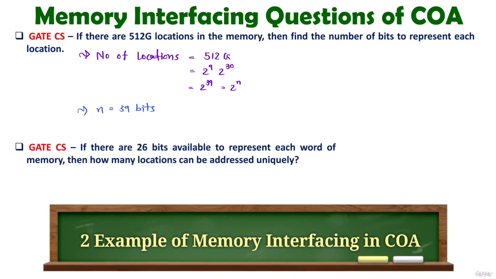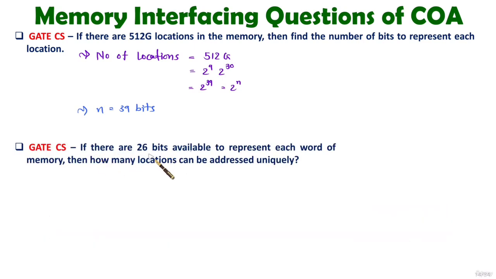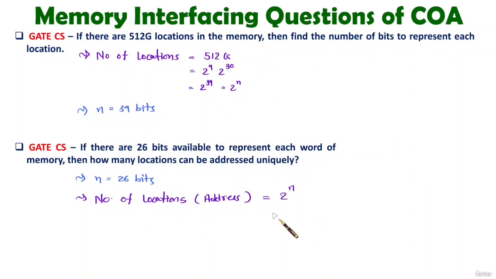In the second question, if there are 26 bits available to represent each word of memory, then how many locations can be addressed uniquely? So how many bits are available? 26 bits. Based on that, we can identify the number of locations. Number of locations means number of addresses. Based on the number of bits, it is 2 to the power n, meaning 2 to the power 26. But the answer will not be given in the form of 2 to the power 26; it will be given in terms of kilo, mega, giga.